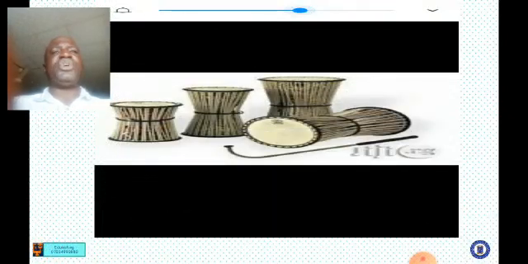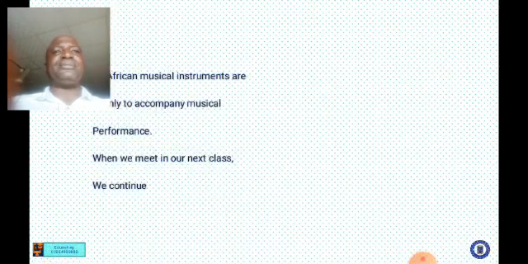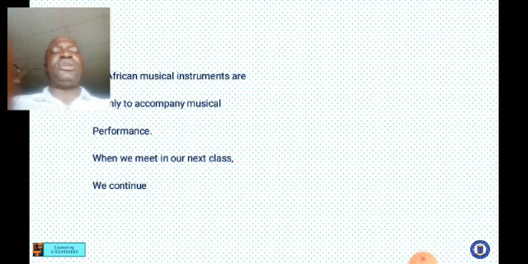Now, from the pictures you are seeing on your screen, these are examples of the membranophones. We can see them on the screen. African musical instruments are mainly to accompany musical performance.